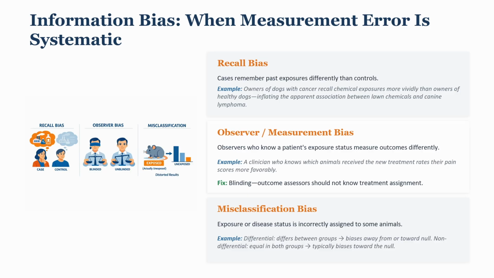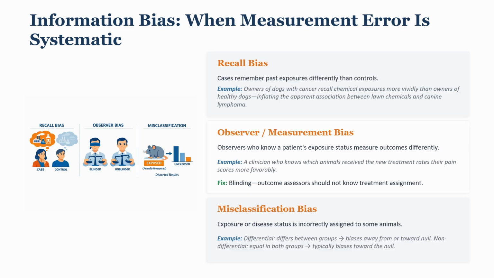They may recall the lawn chemical application 2 years ago. The owner of a healthy control dog has no such incentive. The same chemical application may not be remembered. This differential recall creates an apparent association between lawn chemicals and lymphoma that may be partly artifactual.